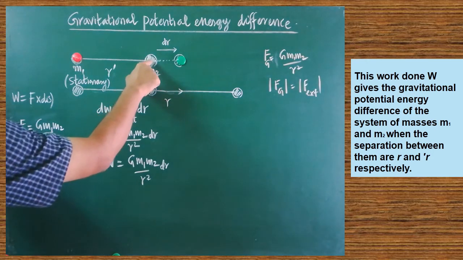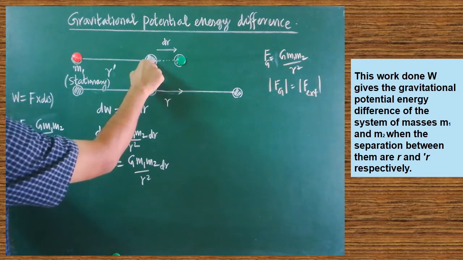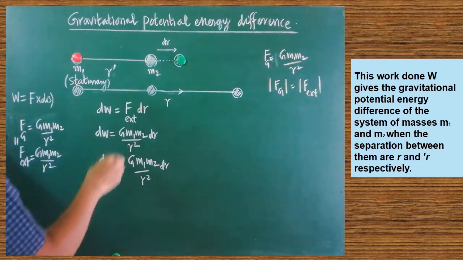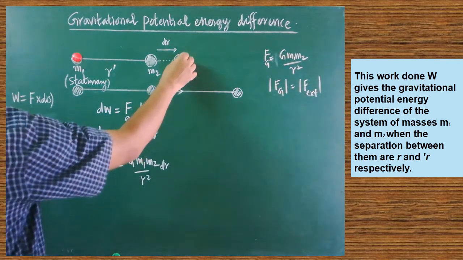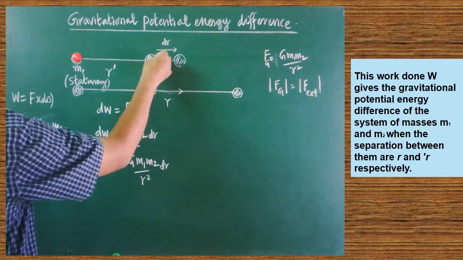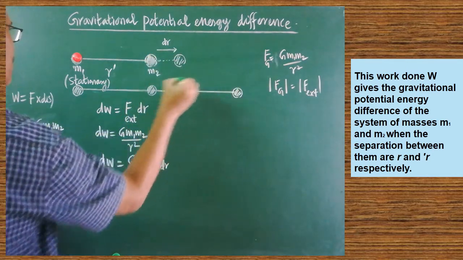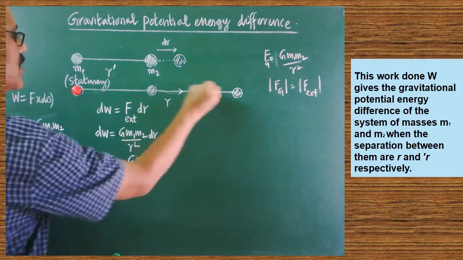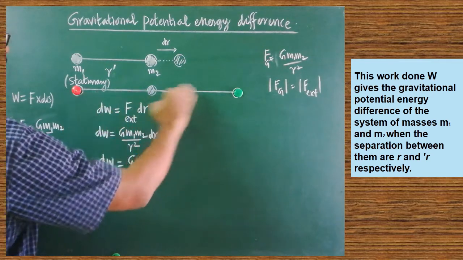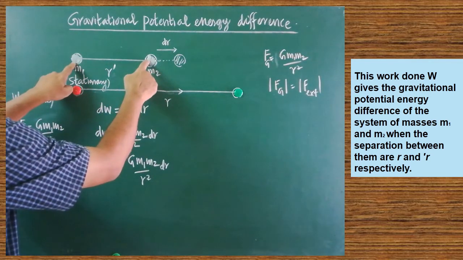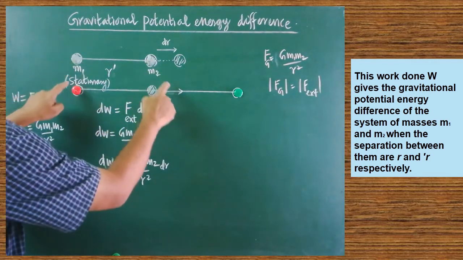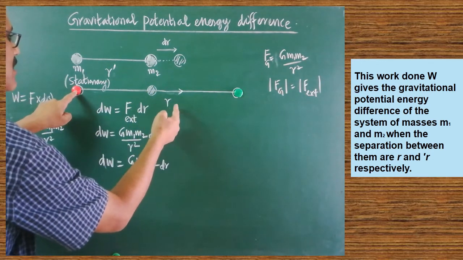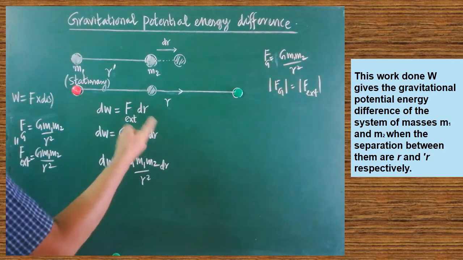What is dW? dW is the small amount of work done to move the object m2 from this position to this position, a distance of dr. Now we are going to move this object from this position to this position. Are you clear? So m1 is here. What are the limits here? What is the initial distance? r dash is the initial distance. After moving the object from this position to this position, what is the new distance? r is the final distance.